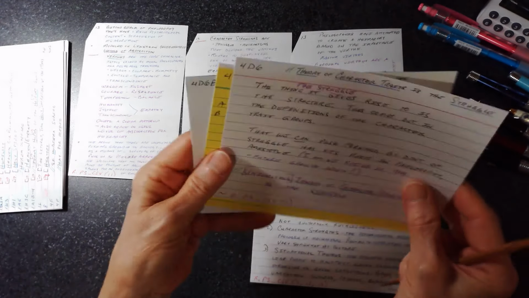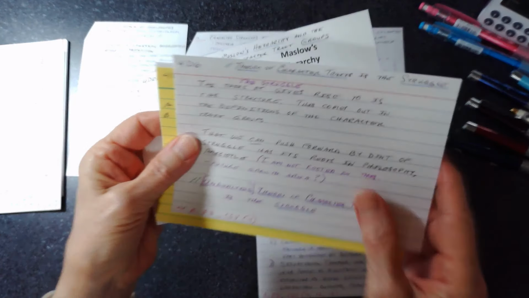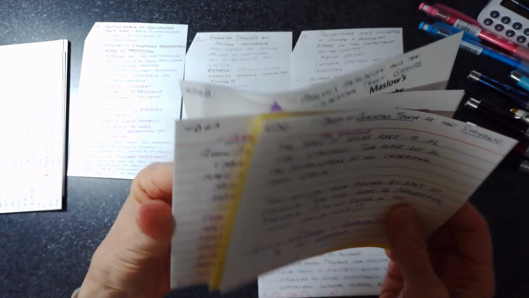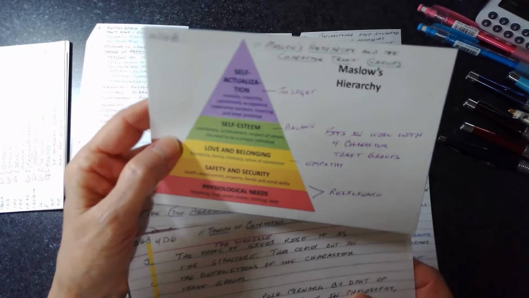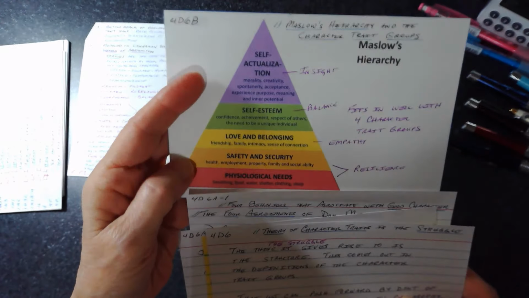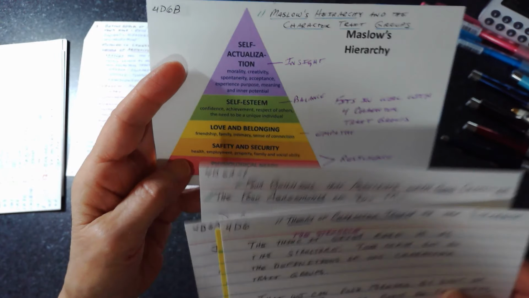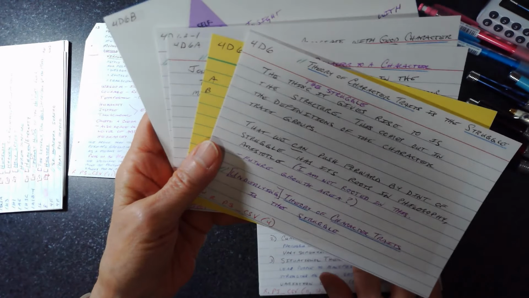I pull a whole clump of cards in the vicinity of 4D6B. So here's 4D6B. This is the Maslow's hierarchy card. And I just want to get a sense of what surrounds this card to get a feeling for where in this general conversation I want my new card to go.